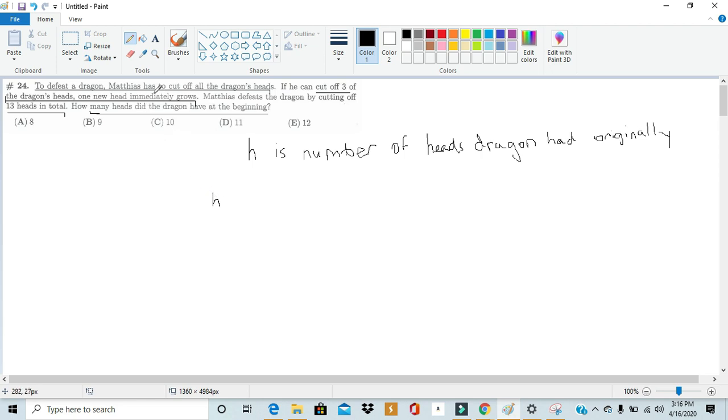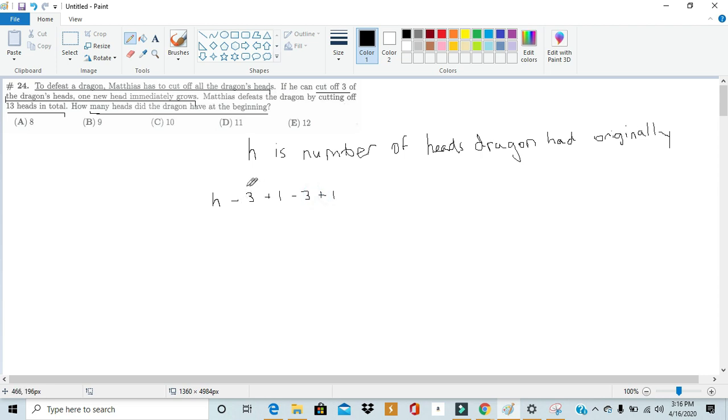It tells us that Matthias would cut off the dragon's heads, and as soon as 3 are cut off, 1 new head would immediately grow. So let's say Matthias starts and he cuts off 3 of the dragon's heads. Then that means that 1 new head would immediately grow. So then, in order to defeat the dragon, he would cut off another 3. Once again, another would immediately grow. And we keep on going on and on like this.